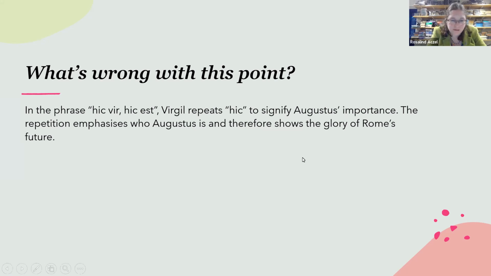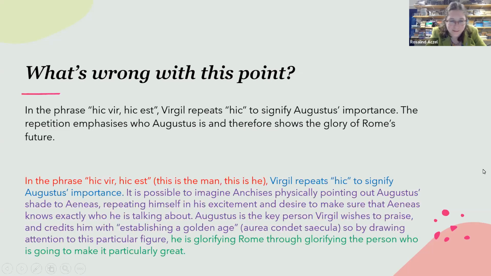So I tried to rewrite this as a better point. You can agree or disagree as to whether you think it is the better point. I tried to color code it by examples, points, evaluation and link. So here, I've translated it. Virgil repeats hic to signify Augustus' importance. Fine, but you need to explain this.